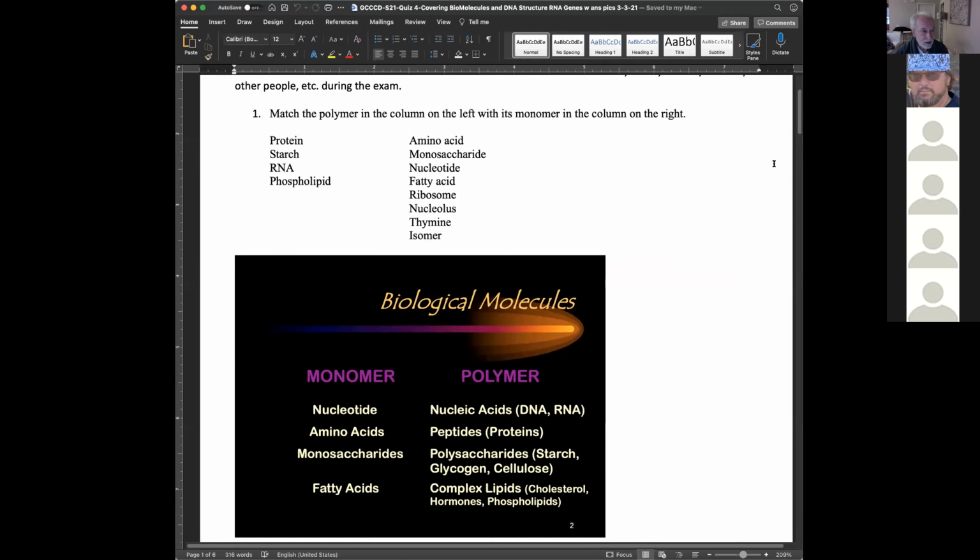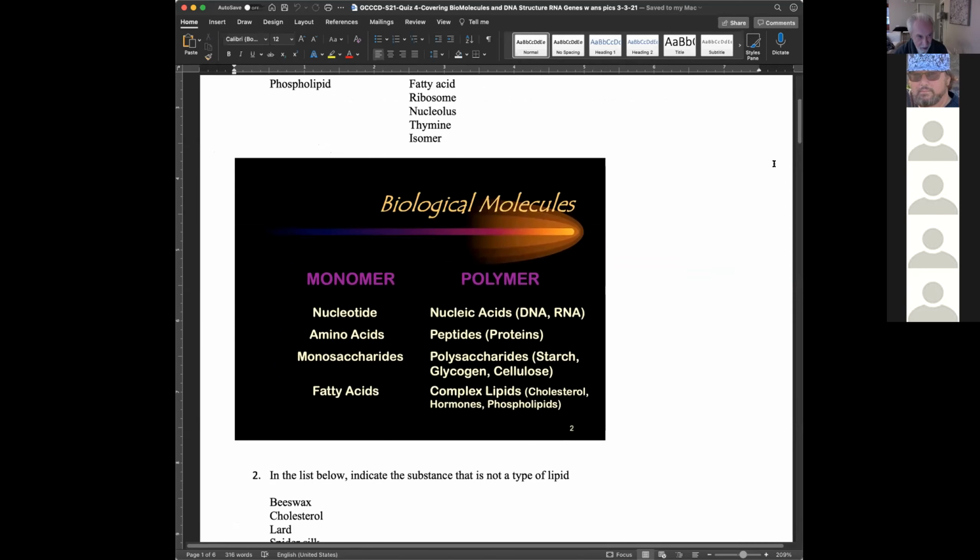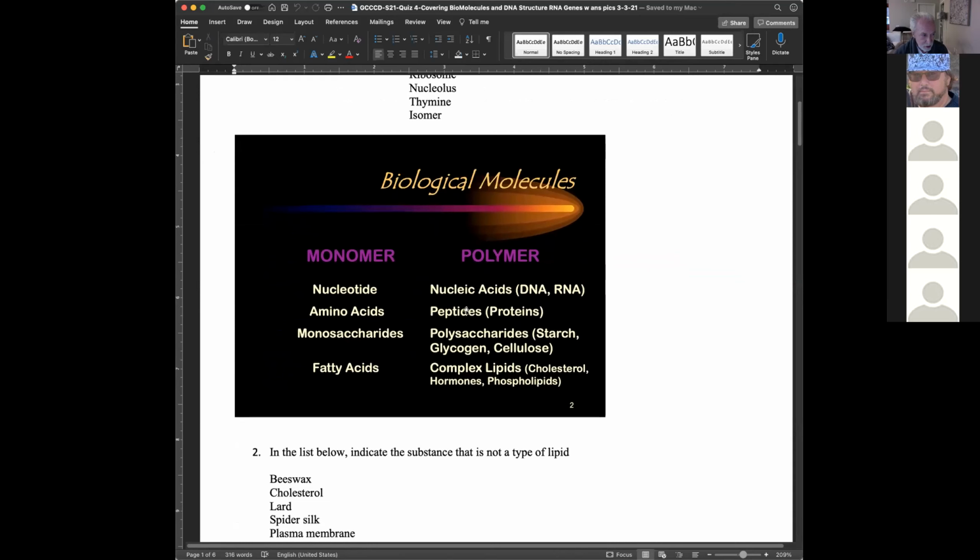The first question, match the polymer with the monomer. It came from this slide, which shows monomers on the left, corresponding polymers on the right. Nucleotide is a monomer for nucleic acids. Amino acids are monomers for proteins. Monosaccharides, single sugars, are monomers for polysaccharides, and fatty acids are monomers for complex lipids.